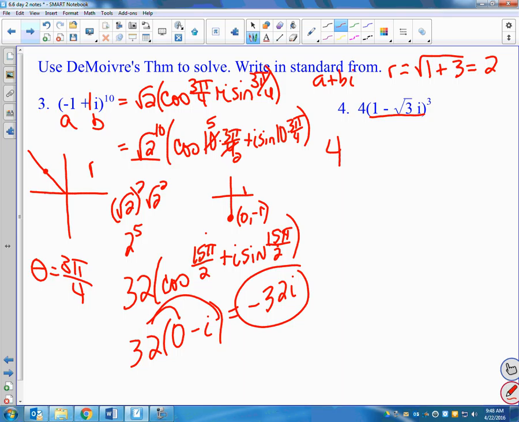I always like to think about what quadrant I'm in, so I get the right angle. Maybe I get the right angle. You saw earlier I failed at that. So in this one, 1 and then negative square root of 3, so that would be down here in quadrant 4, yes?